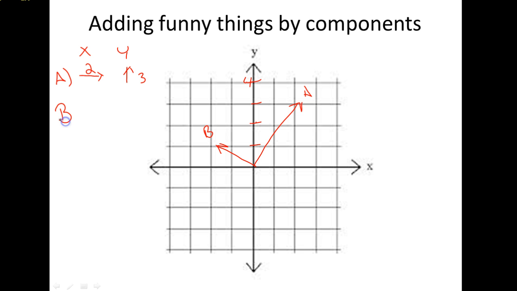Then vector B has an x component of 2 to the left, and it only has a y component of 1 up. So I can look at adding these components to one another. To the left and to the right cancel each other out, so there is no component in the x direction. And 3 up plus 1 up gives me 4 up. My resultant vector is actually 4 straight up.